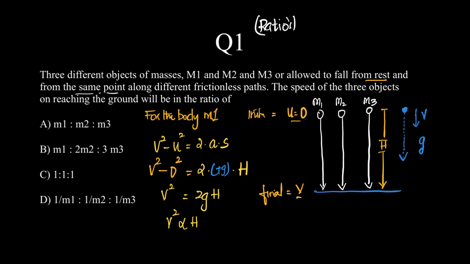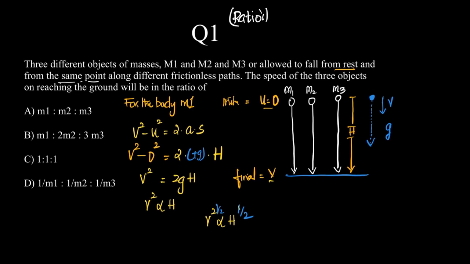So if v square is equal to 2gh, then all that varies is v square is proportional to h. If you take the power of 1 by 2 on both sides, you get v is proportional to h raised to 1 by 2, or we can say v is proportional to root of h. So this is the relationship between velocity and height.